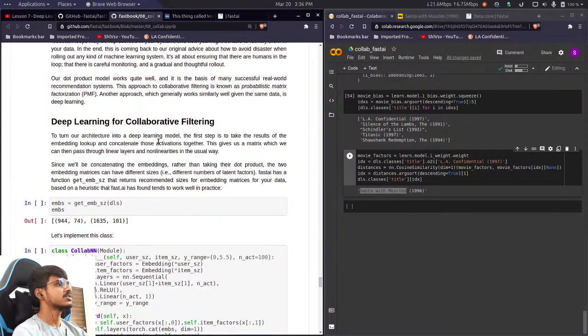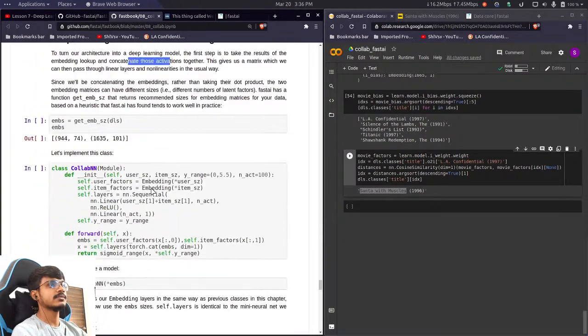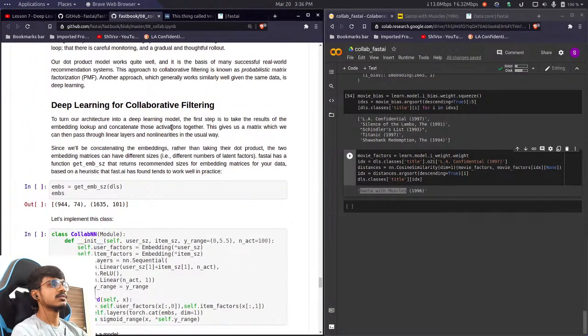To turn our architecture into a deep learning model, the first step is to take the results of the embedding lookup and concatenate those activations together. This usually gives us a matrix which we can then pass through linear layers and non-linearities. Since we will be concatenating the embeddings rather than taking the dot product, the two embedding matrices can have different sizes, that is, different numbers of latent factors.